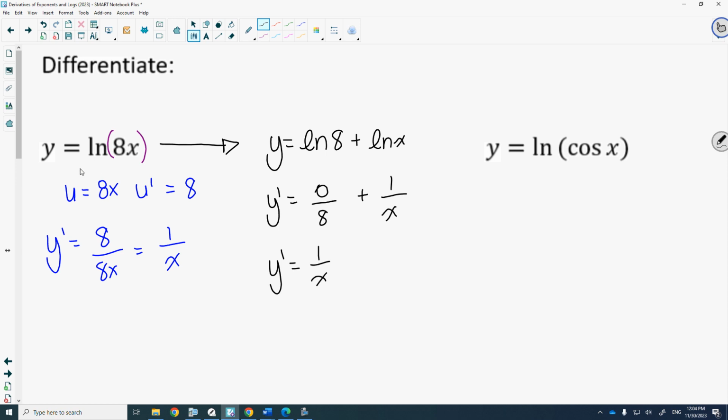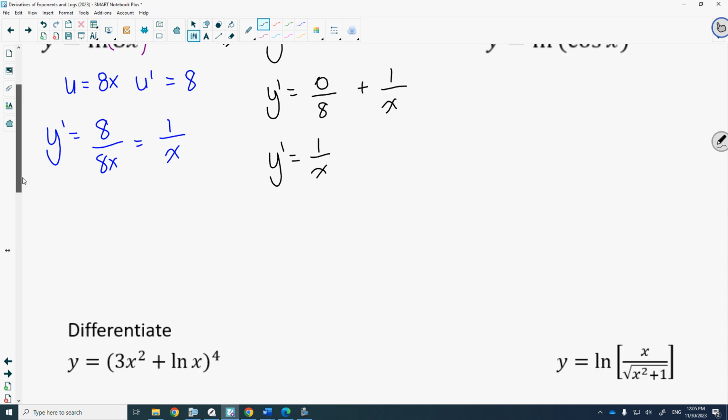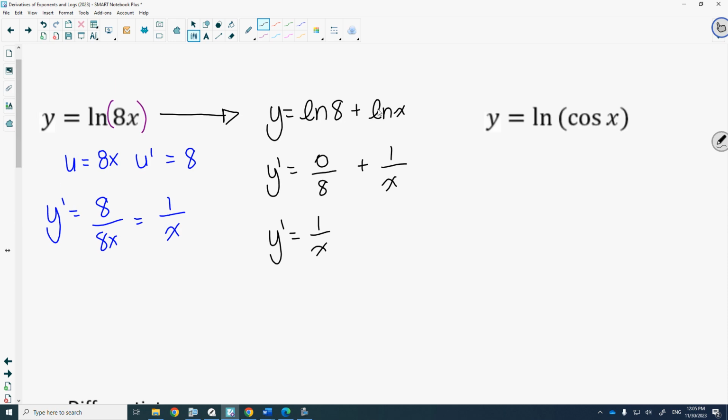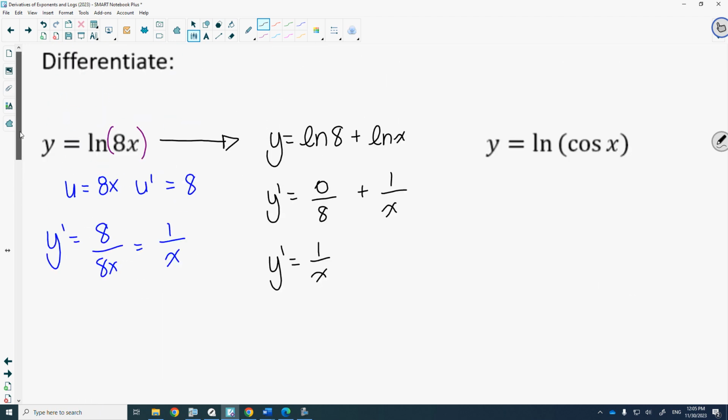I'm going to show this example that's going to be more complex over here, where we're actually not going to do the quotient law. We're going to break this up into two different natural logs, and it'll be much easier for this question. You might say, why would we break it up when it was so much easier to do this? For this question, it'll be easier to break this up, which I'll show you.